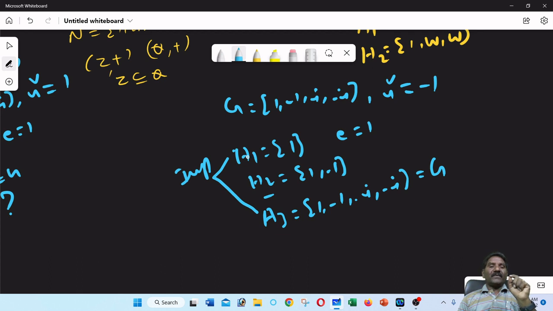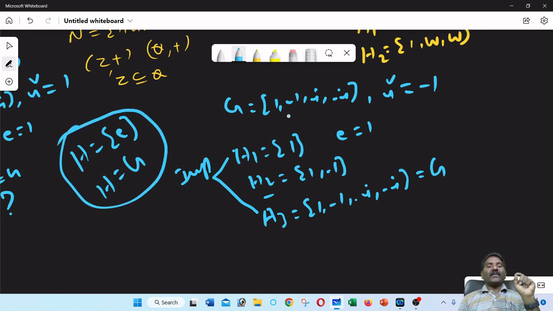These are the examples for proper and improper subgroups. H = {E} and H = G, remember, these two are improper subgroups of a group G with respect to multiplication. All other subgroups, if they exist other than H = {E} and H = G, are known as proper subgroups.